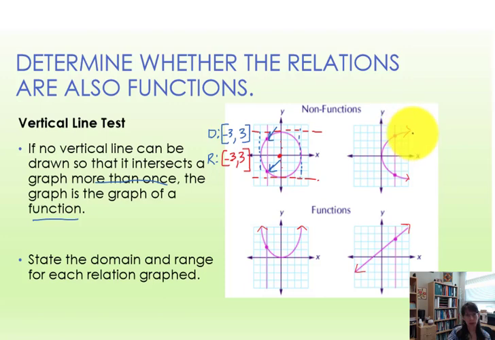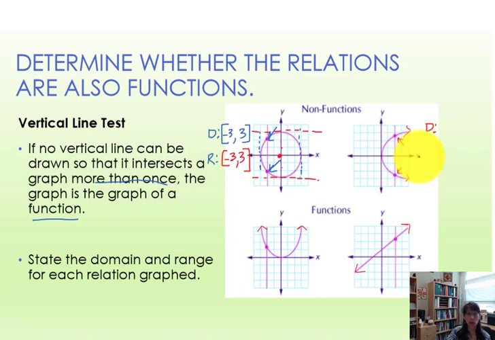In the next example, we've got a parabola that's drawn opening to the right, and here's our vertical line. We can see that the vertical line is intersecting this parabola in two places at the same time. So this is not a function, it is just a relation. To determine the domain of this relation, I'm going to look for possible x values. Again, when we're writing interval notation, we need to start with the smallest and then the largest value.